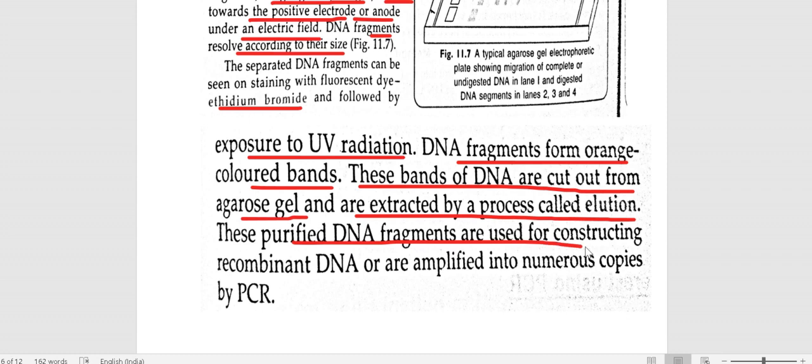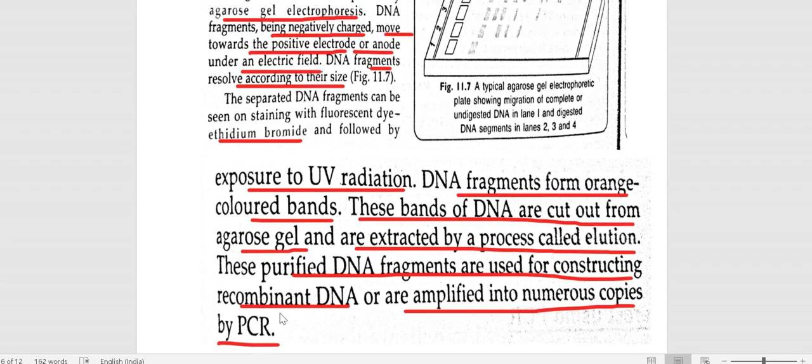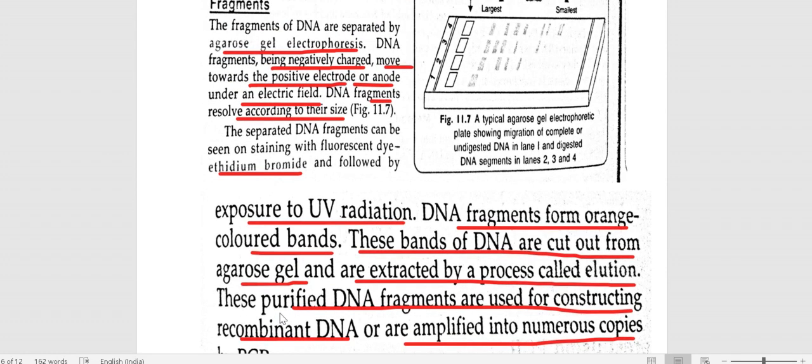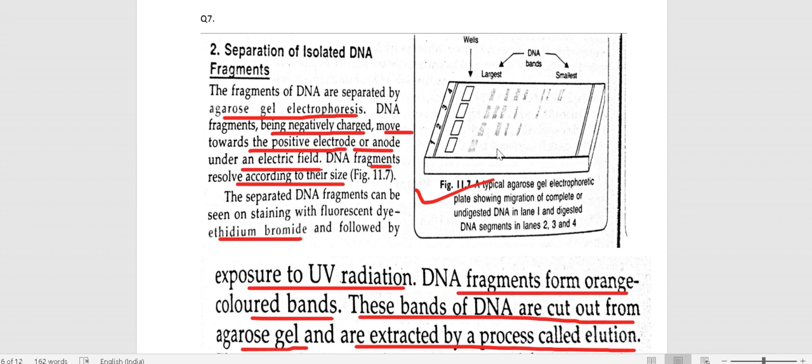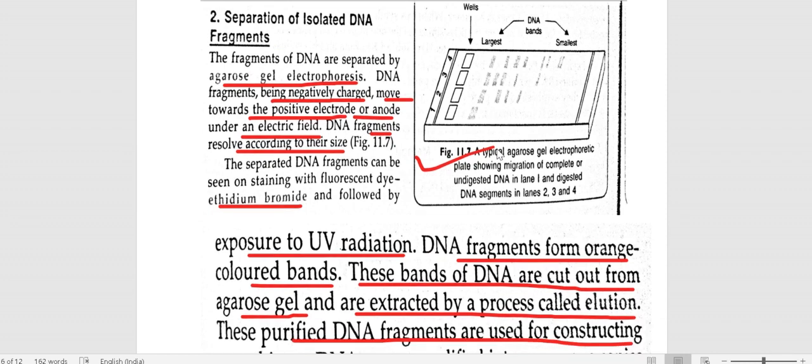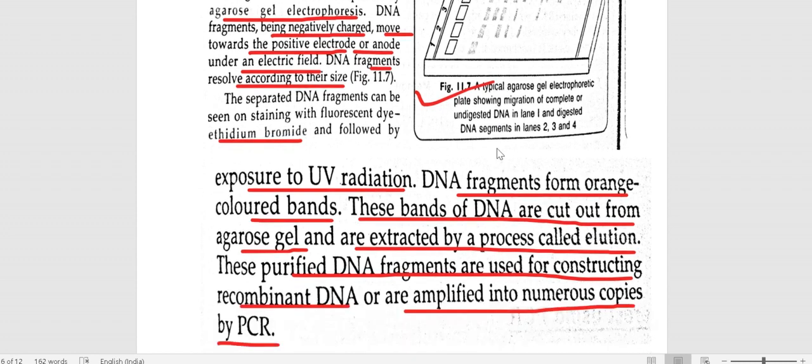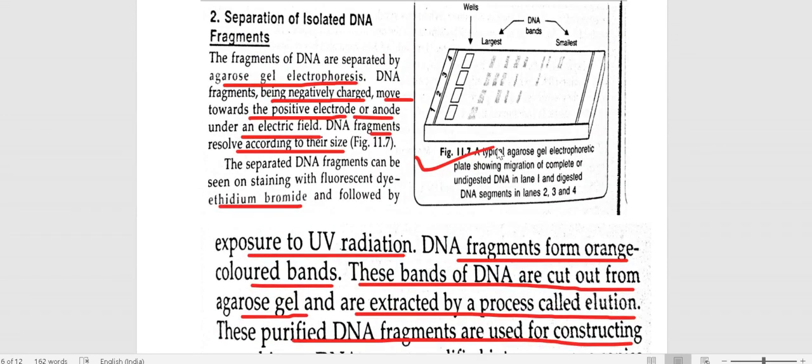These purified DNA fragments are used for constructing recombinant DNA or are amplified into numerous copies by polymerase chain reaction. So the main process is agarose gel electrophoresis, and here I have given one figure which is showing the fragmentation of DNA, the separation of the DNA fragments. Lastly, we can visualize it under UV radiation, and it will appear as orange colored bands.